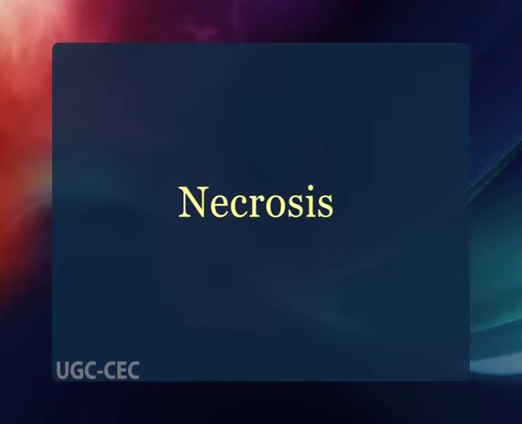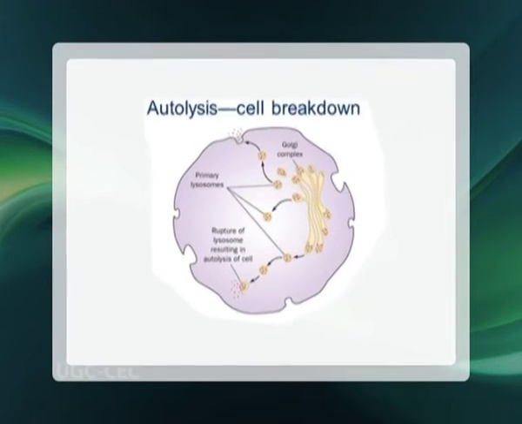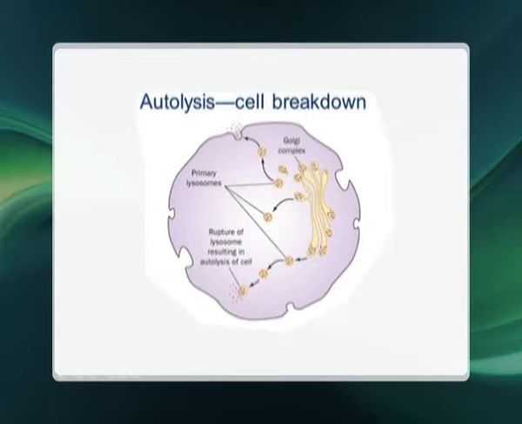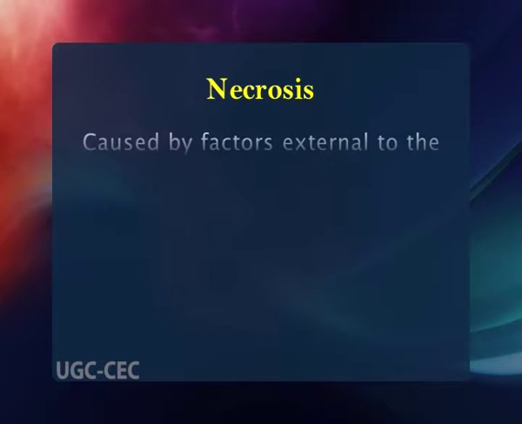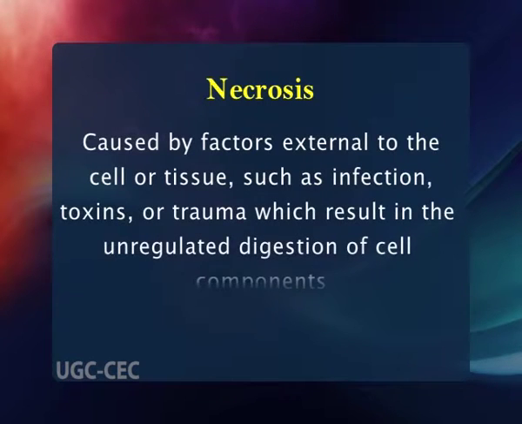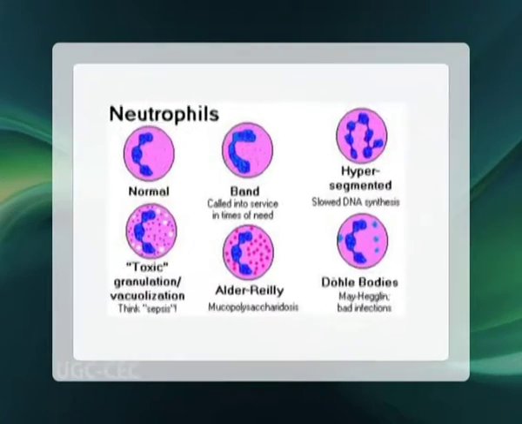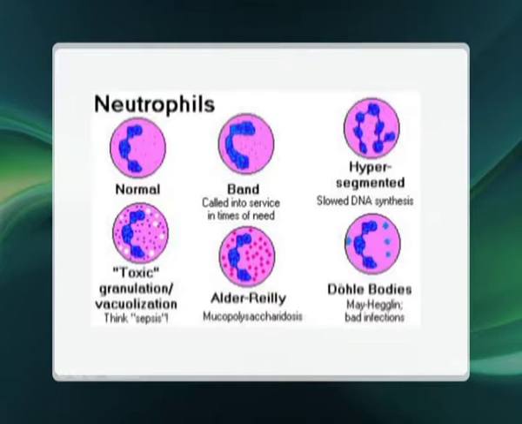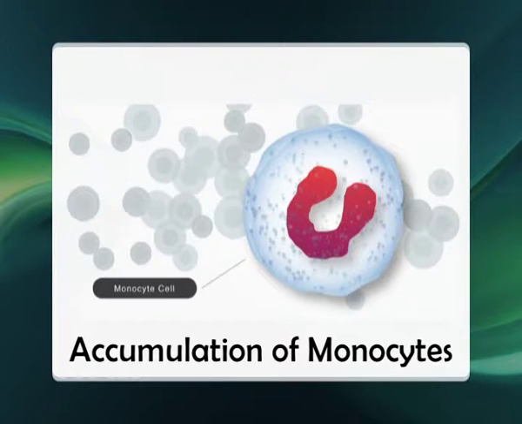Now, it's necrosis. Necrosis is a form of cell injury which results in the premature death of cells in living tissues by autolysis. Necrosis is caused by factors external to the cell or tissue such as infection, toxins, or trauma, which result in the unregulated digestion of cell components. When cells die and undergo necrosis in vivo, the tissue site is rapidly infiltrated with leukocytes consisting initially of neutrophils followed by accumulation of monocytes.